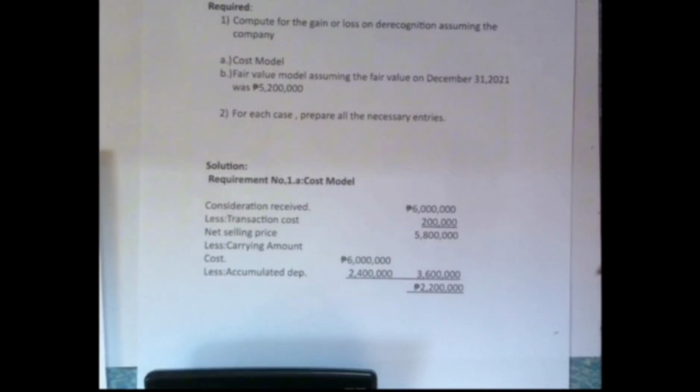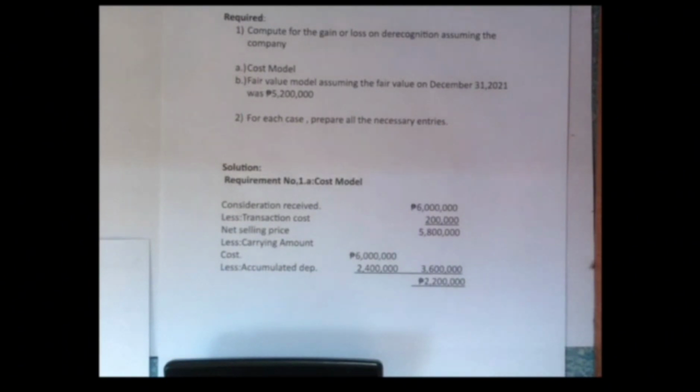Then less carrying amount: cost for 6 million pesos. Then less accumulated depreciation, which is obtained by dividing 6 million by 10, since the useful life is 10 years, times 4, since it was acquired 4 years ago. Then total, subtract, and we get 3,600,000 pesos. And to get the gain on derecognition P&L, subtract from the net selling price of 5,800,000 pesos the 3,600,000 pesos, for a total of 2,200,000 pesos.